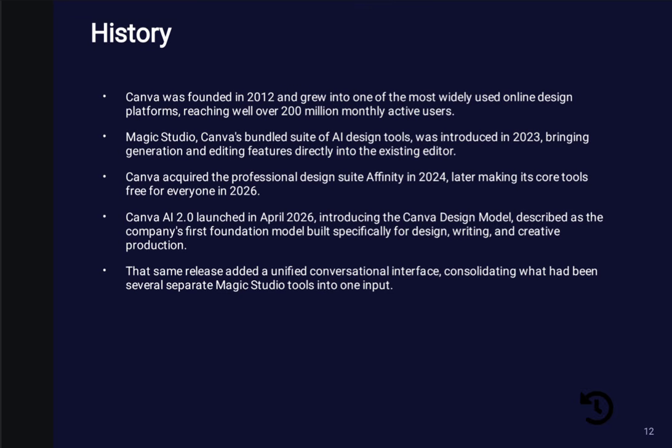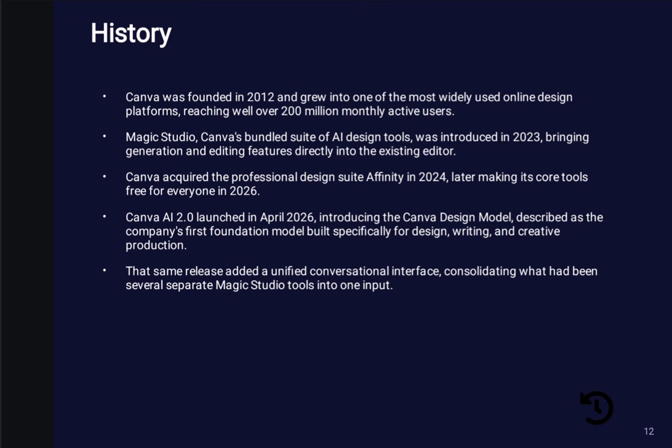History. Canva was founded in 2012 and grew into one of the most widely used online design platforms, reaching well over 200 million monthly active users. Magic Studio, Canva's bundled suite of AI design tools, was introduced in 2023, bringing generation and editing features directly into the existing editor. Canva acquired the professional design suite Affinity in 2024, later making its core tools free for everyone in 2026.